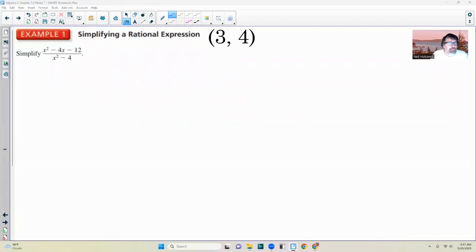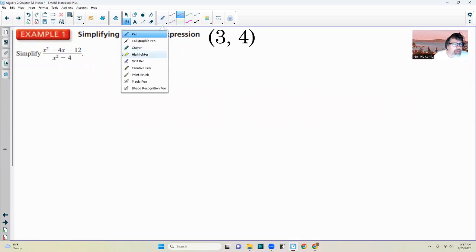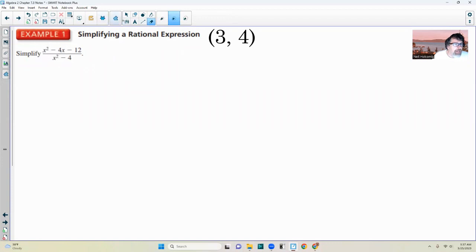Okay, so simplifying rational expressions is really not that difficult because we've already done it, really. What I mean by that is we have factored quadratics before. So this is x squared minus 4x minus 12 divided by x squared minus 4. Keep in mind, I think everybody's aware, but sometimes we forget. These x squareds, since there's a minus sign here, it's not multiplication. You cannot cancel the x squareds. So just be careful and don't make that mistake. Those have to be factored first.